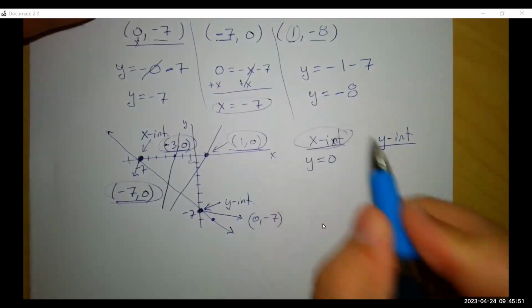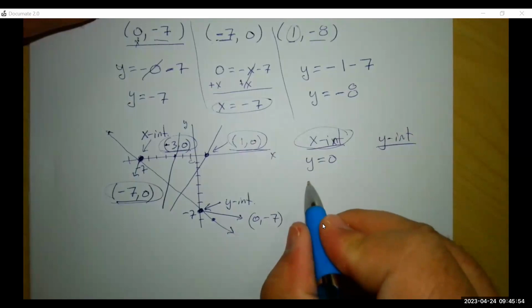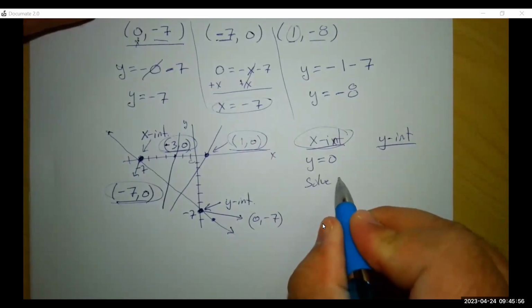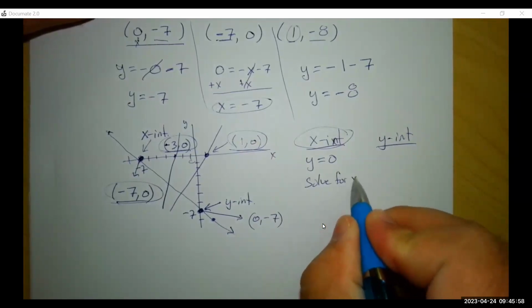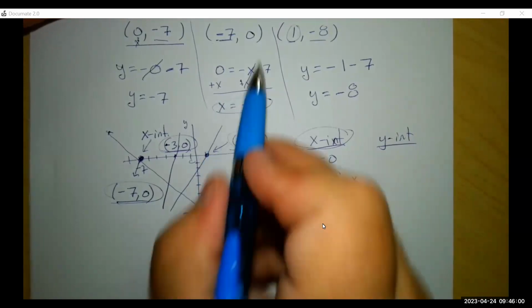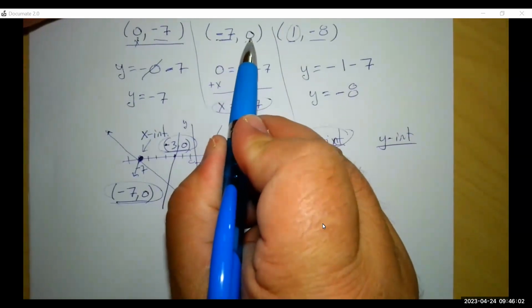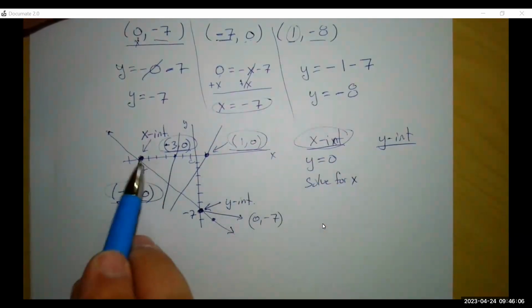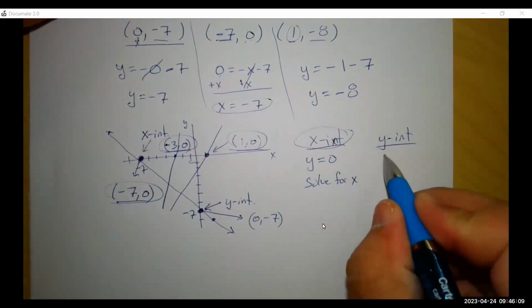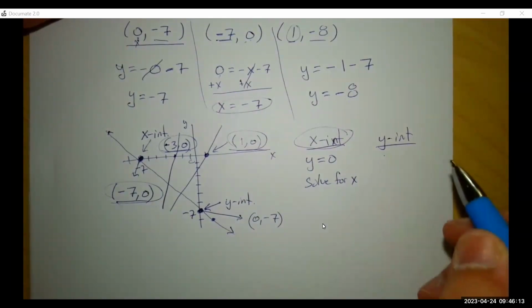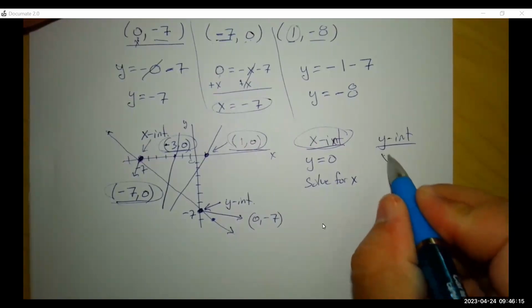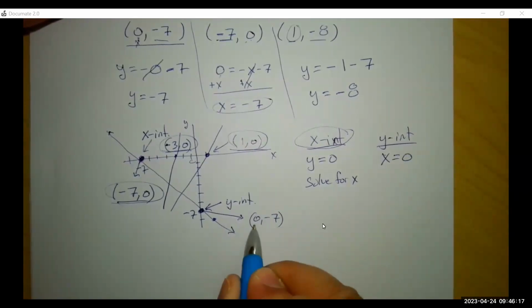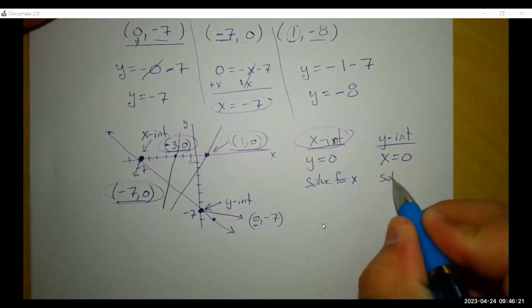So to find the x-intercept, you have to set y equal to 0, and then you have to solve for x. That's how you find the x-intercept. That's what we did here. We set y equal to 0 and solve for x. So how do you think we find the y-intercept? Set x equal to 0, because x has to be 0. And then solve for y.